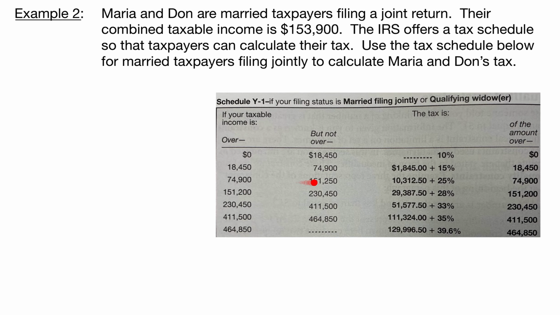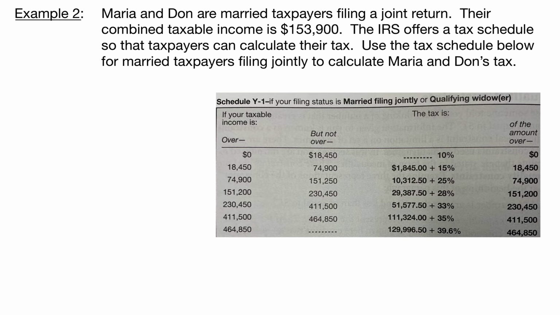Okay, so if you take a look at the tax schedule, you'll see that there are ranges of income again, and so we want to find where $153,900 lands, and that's right in here. $153,900 is in this bucket, which means that the amount of tax that they're going to owe is a minimum of $29,387.50 plus 28% of any dollar amount above $151,200. Okay, so let's go ahead and calculate this.